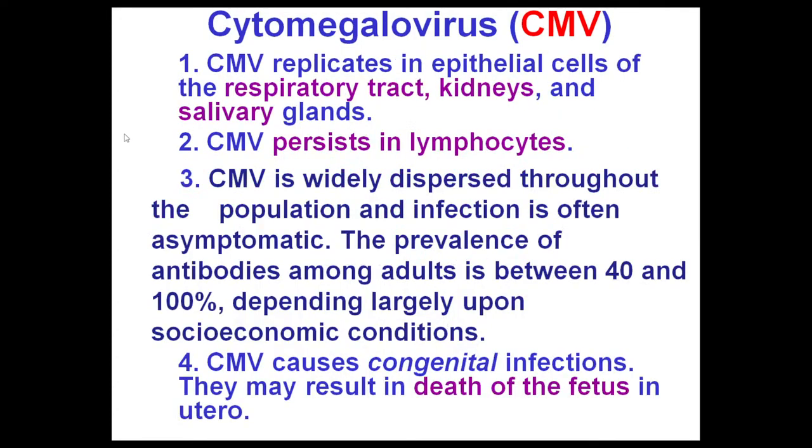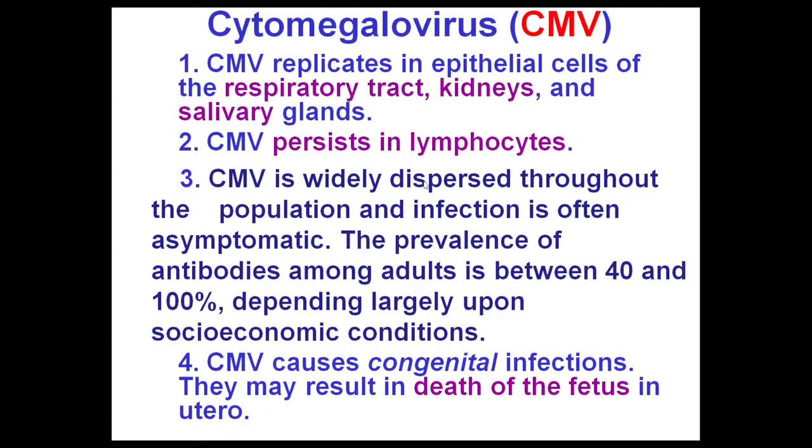They replicate in epithelial cells, respiratory tract, kidney, and salivary glands. But then, for persistency, they enter lymphocytes and persist there for a very long while. CMV is widely dispersed throughout the world. And a very important property of CMV is that it is a very mild virus, and the infections are usually asymptomatic in the immunocompetent population.